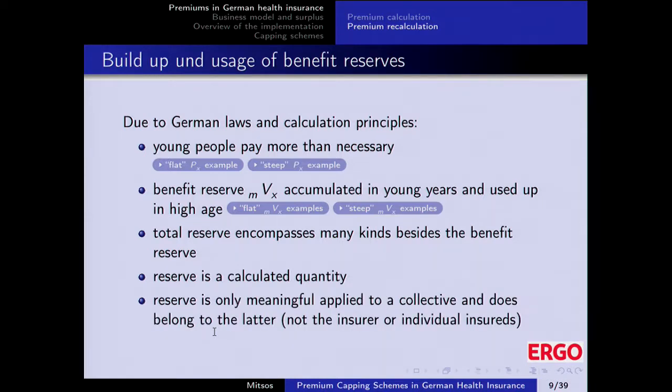The reserve is, of course, meaningful only in a collective sense. I talked about the reserve of one person, but of course, it does not make sense on the level of one person. It's a common misunderstanding. People come and say, could I have my reserve, please? I could use it.